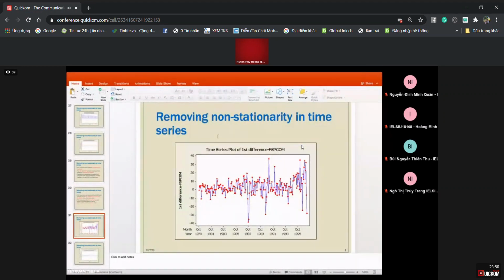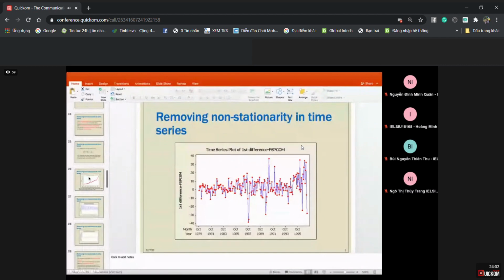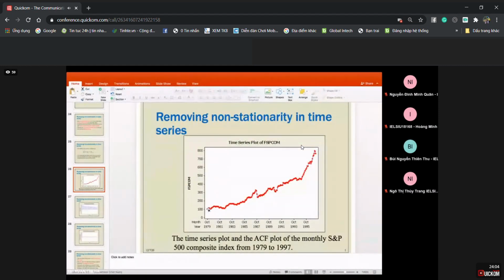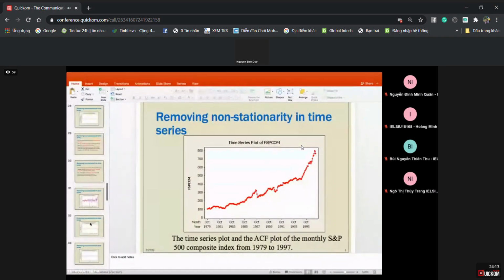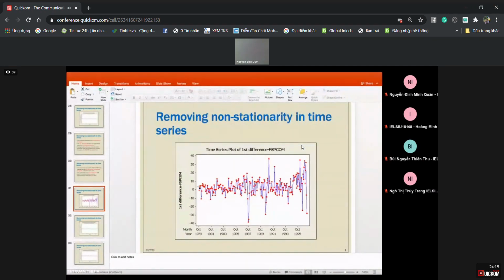So look at this figure. You can see the first difference. Look at this, that is the original one, right? That is increasing. But after we take the difference, you can see the data here is more stationary.